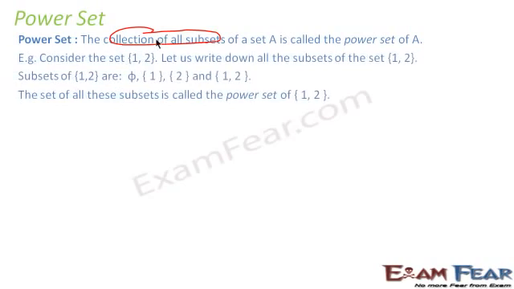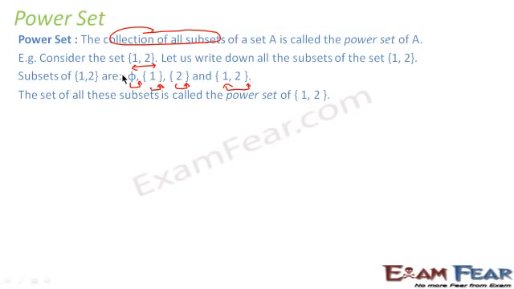Now let me introduce a term called power set. So what is a power set? A power set is the collection of all subsets of a set. Let me take one example to clear the concept. Let us have a set which has two elements, 1 and 2. First let me find all the subsets. The empty set is a subset of every set. Element 1 is also a subset of {1, 2}. Element 2 is also a subset of {1, 2}. And the whole set {1, 2} is also a subset of itself. So the subsets of {1, 2} are the empty set, {1}, {2} and {1, 2}.